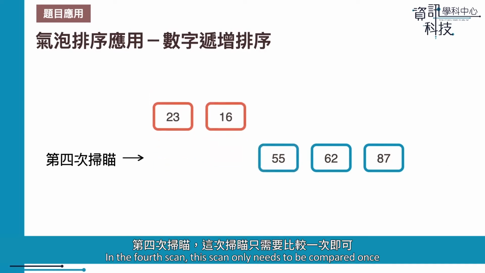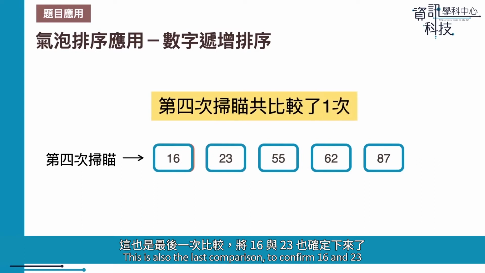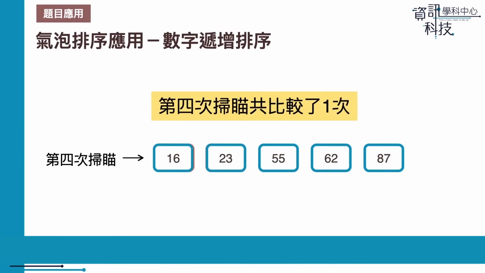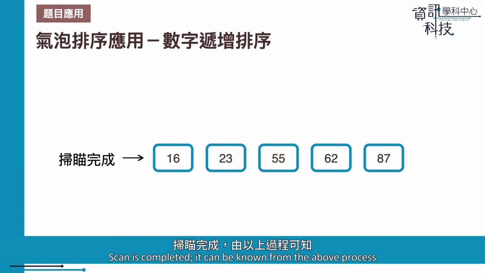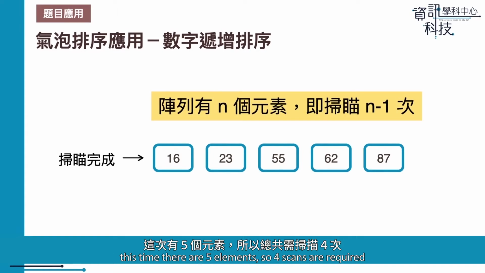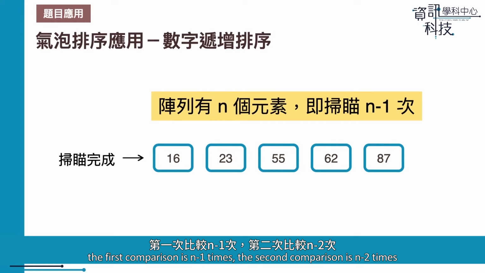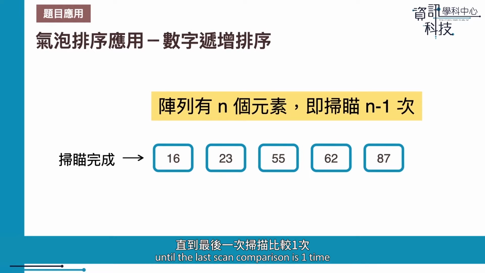In the fourth scan, this scan only needs to be compared once. This is also the last comparison, to confirm 16 and 23. The scan is completed. It can be known from the above process that if an array has n elements, it needs to scan n-1 times. This time there are 5 elements, so 4 scans are required. In addition, the number of comparisons in each scan will be less and less. The first scan compares n-1 times, the second n-2 times, until the last scan compares 1 time.